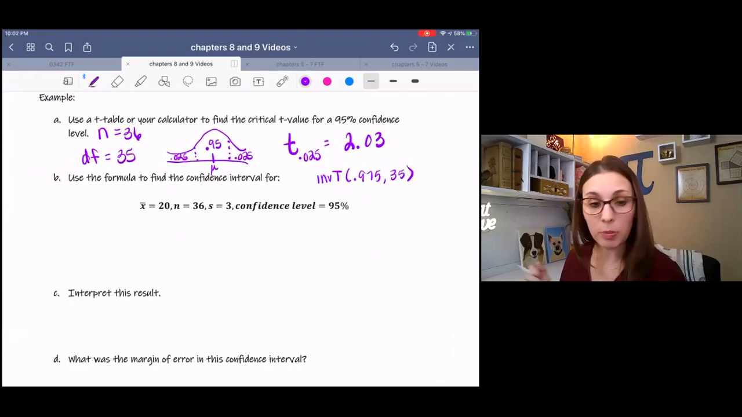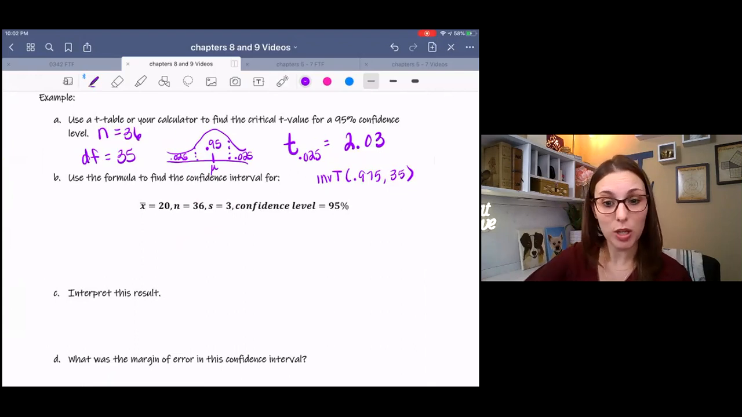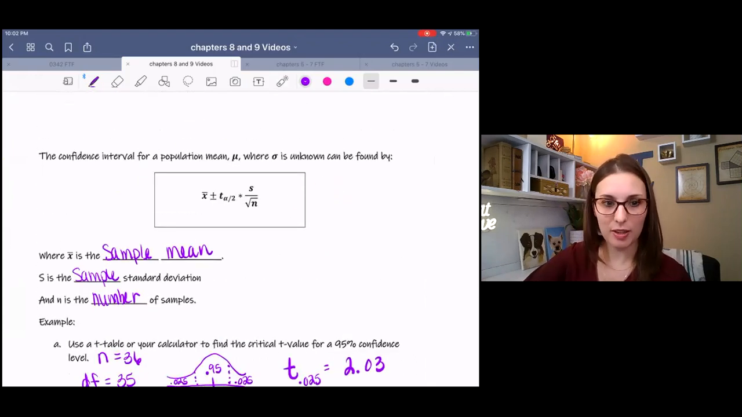So now we can use our formula with the given information to help us find the confidence interval. So you go ahead and try it, interpret it, and come back. Press pause, try it, come back.